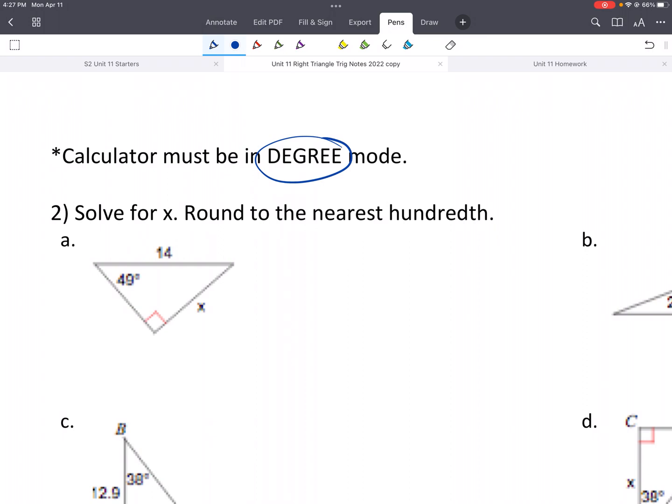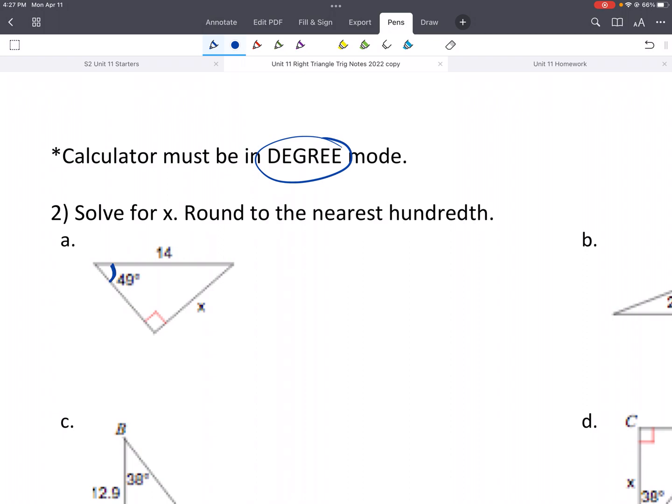But again, if you have a TI, then you'll probably need to go to mode. It's right next to your second button. If you're using one of my Casios, then you'll probably need to go to setup. So shift and push setup. And you should see degree. Choose that. All right, so same sort of thing.